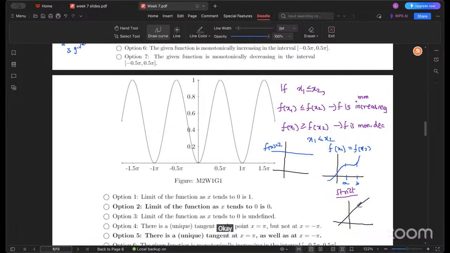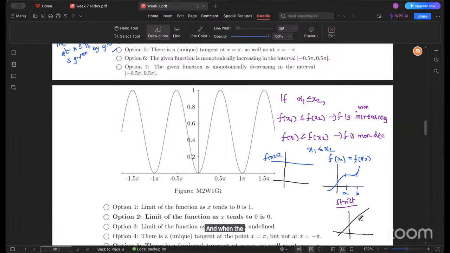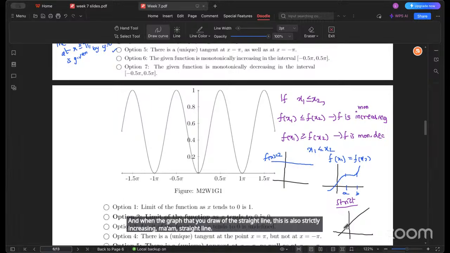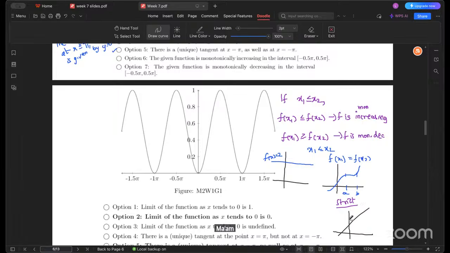Okay. Ma'am, the graph that you draw of the straight line, this is also strictly increasing, na ma'am? This black one, just below. Yes, yes. That's strictly increasing, na? Yeah, I wrote strict and drew this.